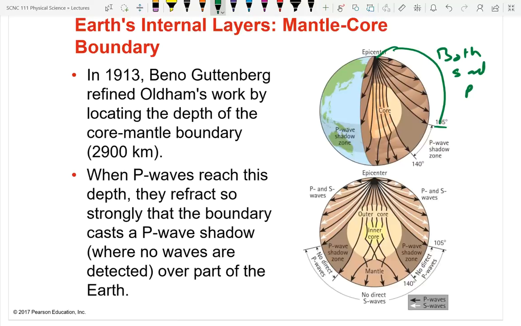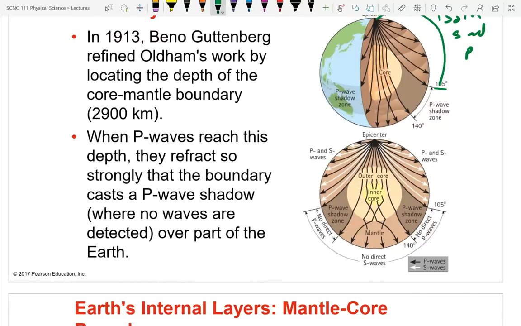But then there's something more important. If you look down at the lower picture, not only is that a P wave shadow zone, it's also no S waves. There's no S waves going from here all the way to there. So at that layer, the P waves were being refracted or bent in a different direction, as indicated by the change in direction shown right there. Right, it was coming like this, and also it bends like that. But the S waves just stopped. No S waves went through.